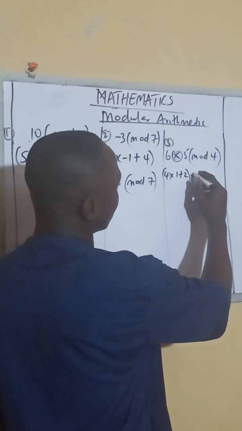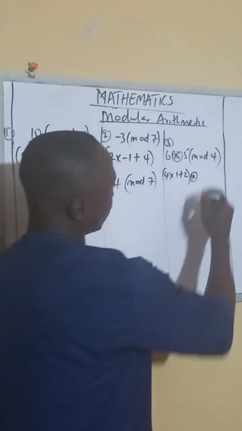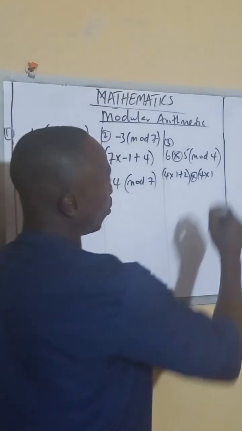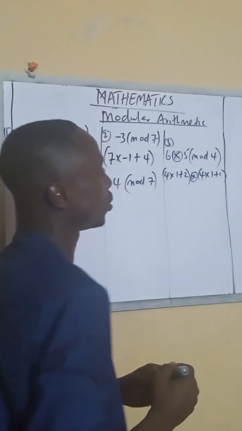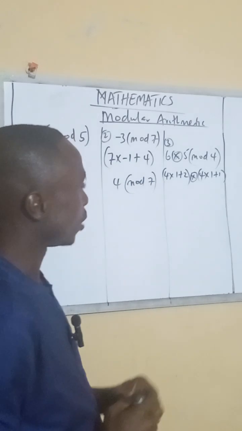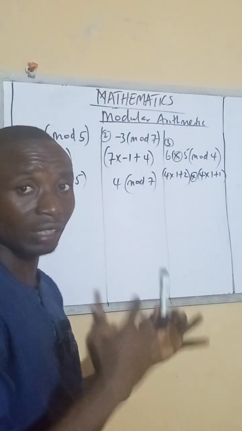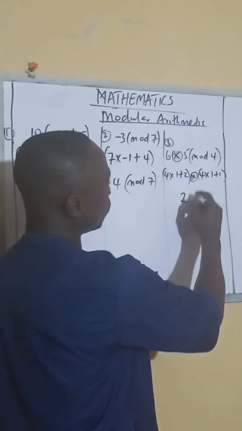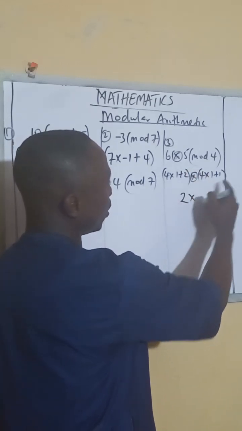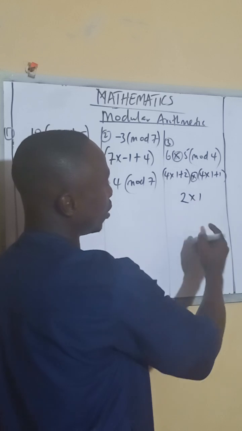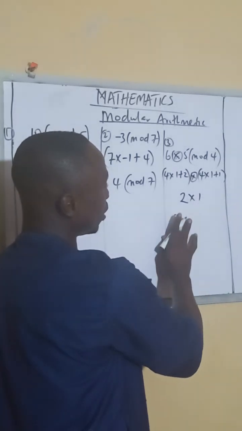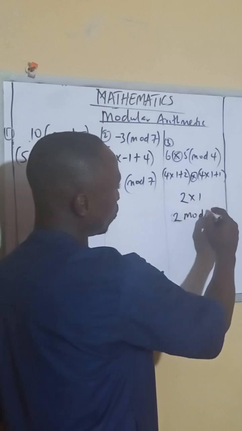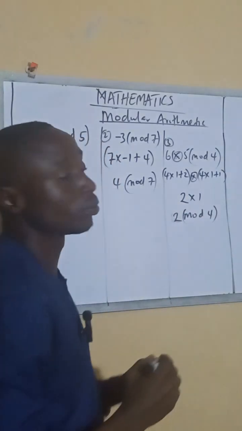Now let's work out for the 5. We now also use our mod. 4 times 1 will give us 4, plus 1 should give us 5. Now you remember that I told you guys earlier that it's the remainder that we often make use of. So we bring out our remainder here, 2, that we have as a remainder, times the remainder for the 5, which is 1. If you multiply them, we have 2 times 1 will give us 2, mod 4. And you are done.